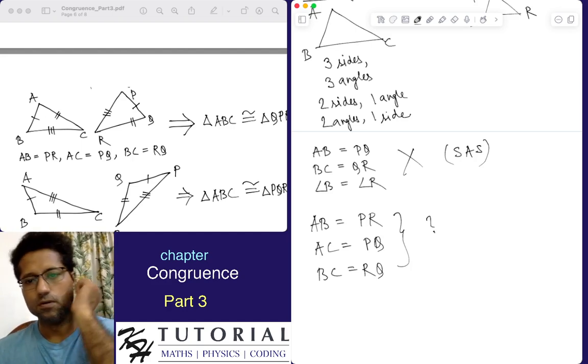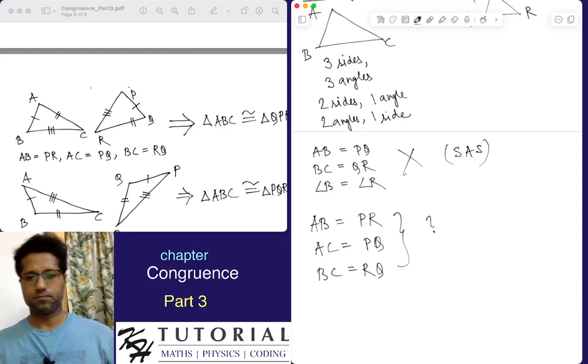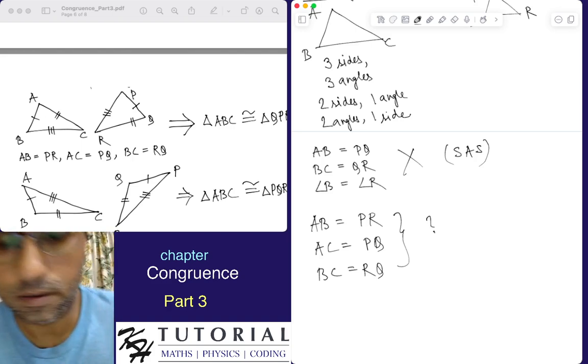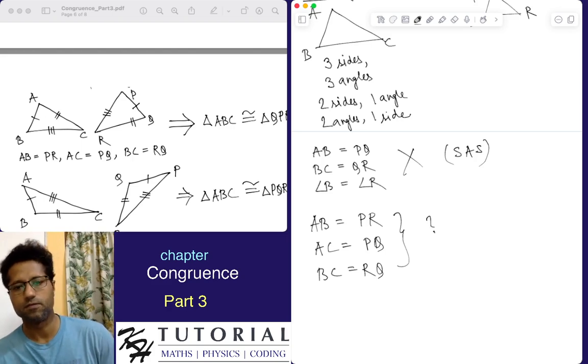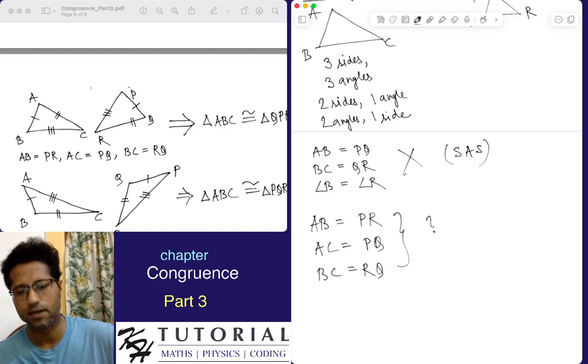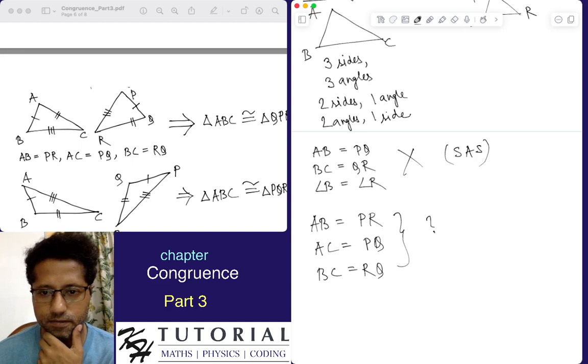It is given that AB is equal to PR. Now AB equal to PR means the length of the side AB is equal to the length of the side PR, the length of the side AC is equal to the length of the side PQ, and the length of the side BC is equal to the length of the side RQ. Now how do we know the mapping? Which vertex in triangle ABC is mapped to which vertex in triangle PQR?